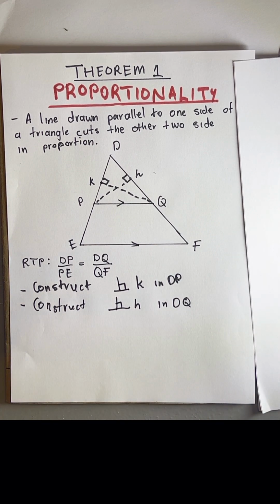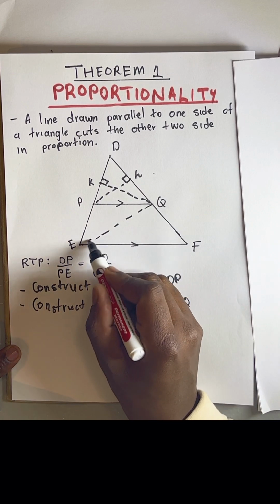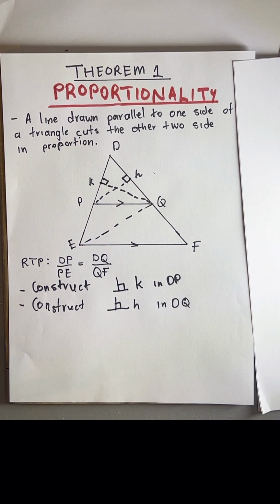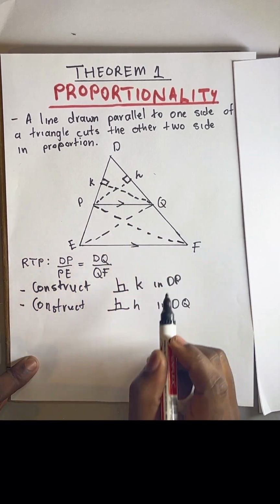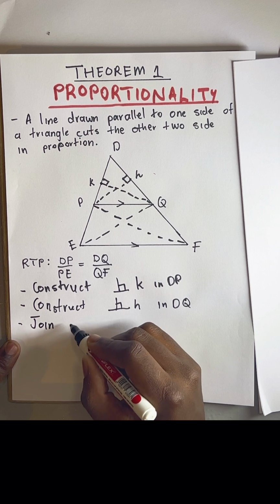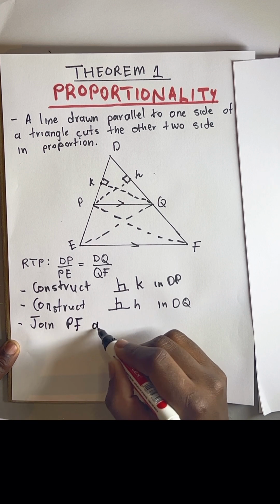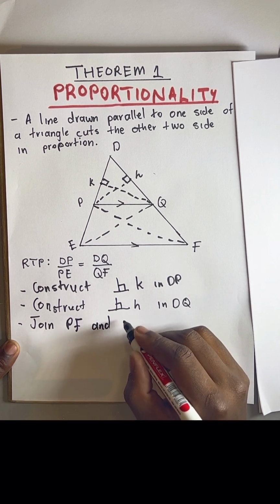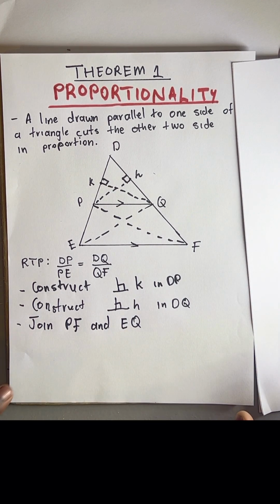So this is the first thing that you are going to do: construct these heights. After that, you are going to join these two points. You join EQ, and similarly you also join PF. So these are the most important constructions which you are required to do.